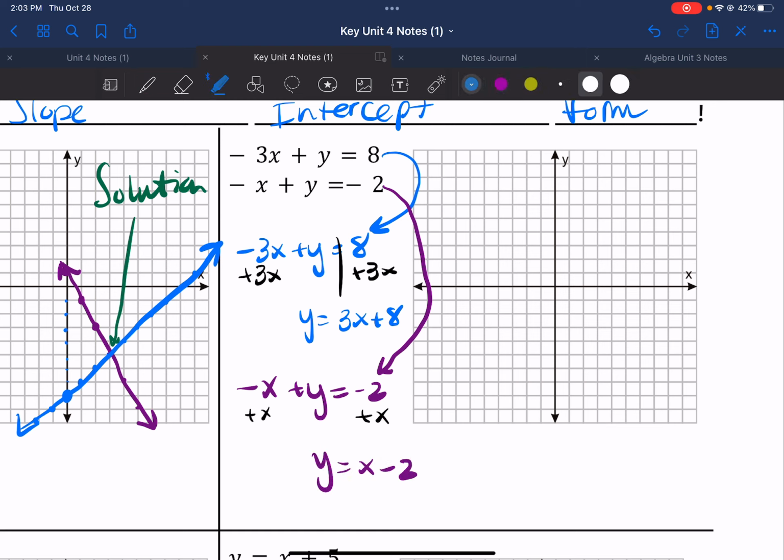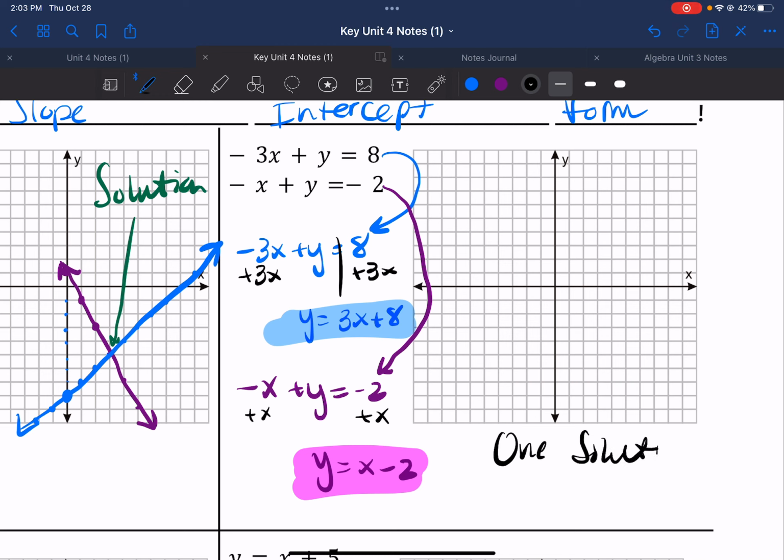All right, let me highlight my equations real quick. Here's one. Here's another one. Are these the same equation? Are they different equations, or do they have the same slope? By the looks of it, they're different equations, so I already know this is going to be one solution. Bam. Now, if it's one solution, I've got to figure out what point is the solution.